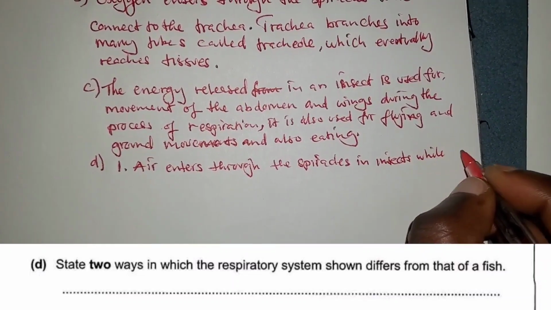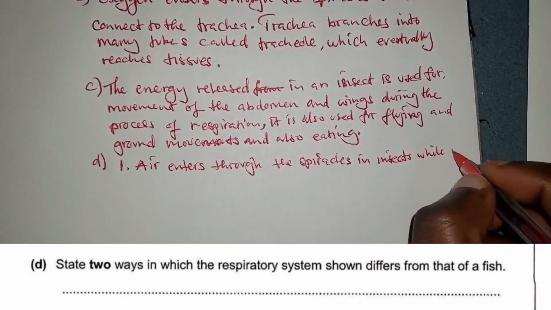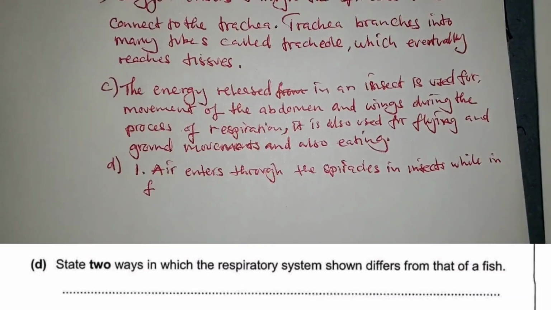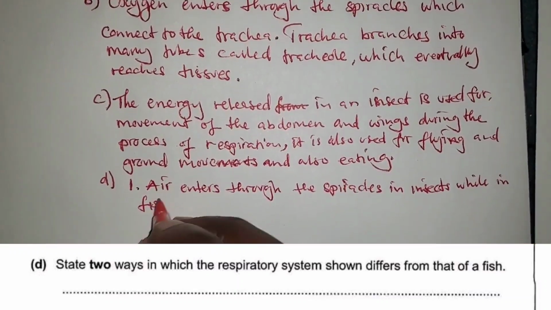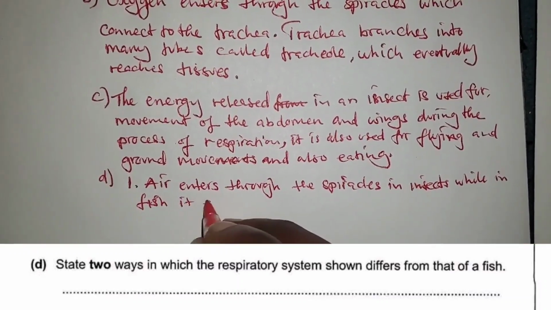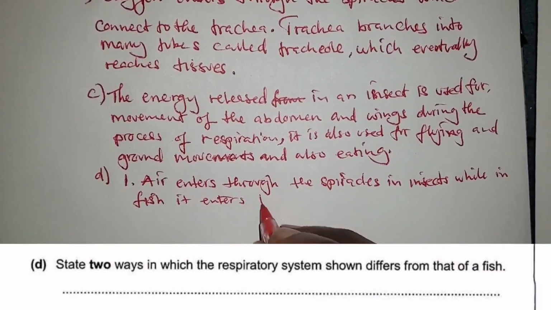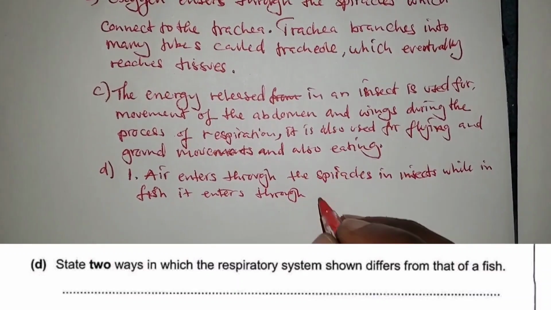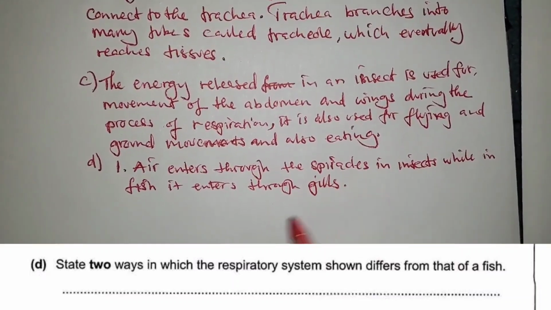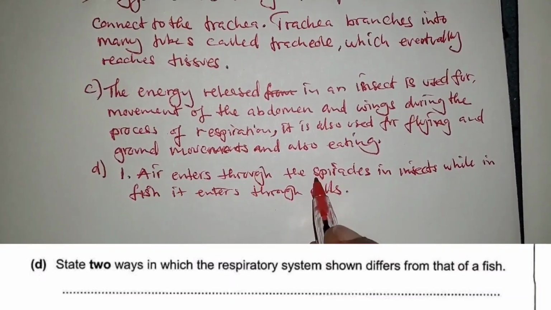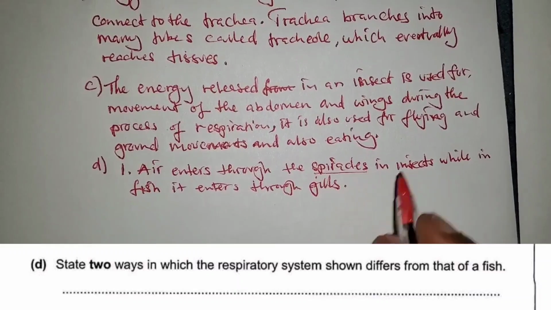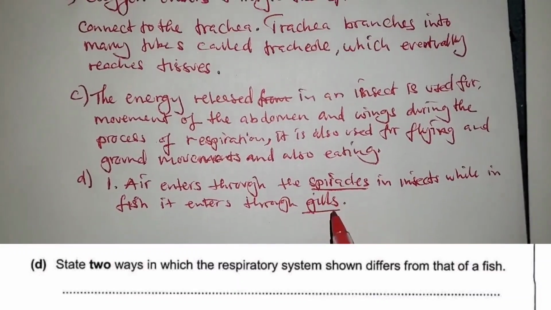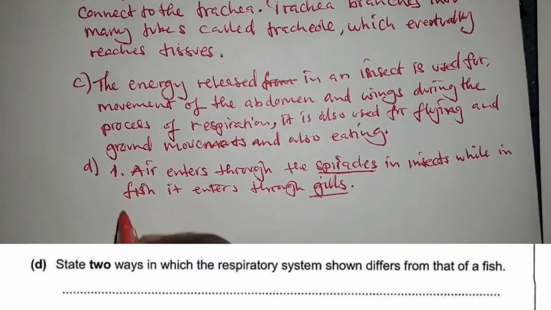While in fish, it enters through gills. Simple as this, guys. So air enters through the spiracle in insects. Then in fish, it enters through the gills. All right.